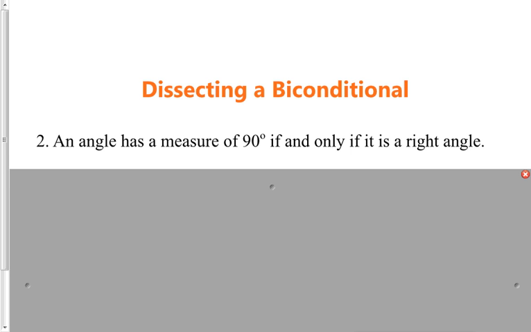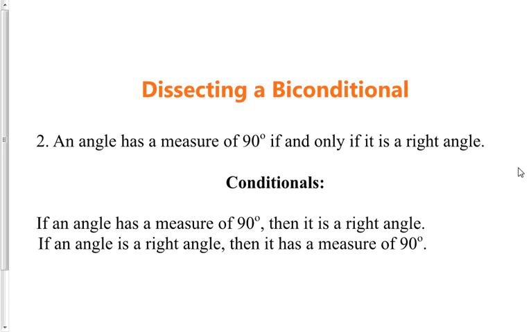How do we dissect a biconditional statement? Here we're given the biconditional statement that states an angle has a measure of 90 degrees if and only if it is a right angle. Well, we dissect this biconditional by breaking it into the two conditional statements. First, if an angle has a measure of 90 degrees, then it is a right angle. And second, if an angle is a right angle, then it has a measure of 90 degrees. Basically, you're just taking the conditional and reading it from left to right and right to left.